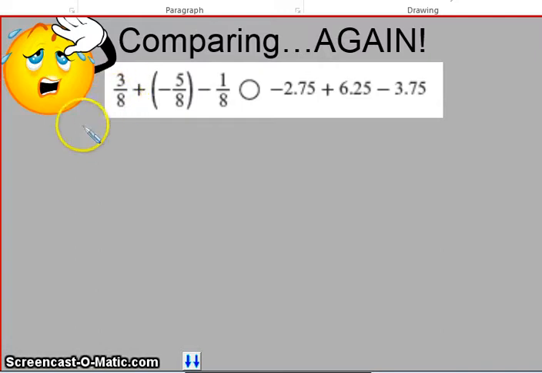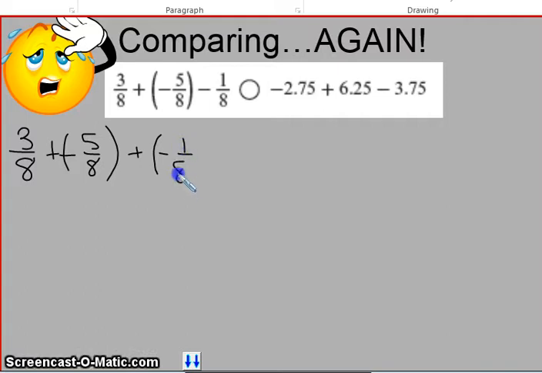On the left side, we have some fractions, and we want to rewrite them all as addition. So we've got 3/8 plus a negative 5/8. And then we have minus 1/8, which I'm going to rewrite as plus a negative 1/8. Now I would group my like signs together, but I have my only positive here, and then I've got both my negatives here, so they're already grouped together.